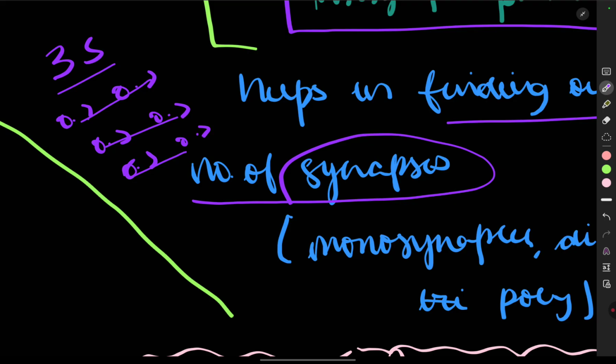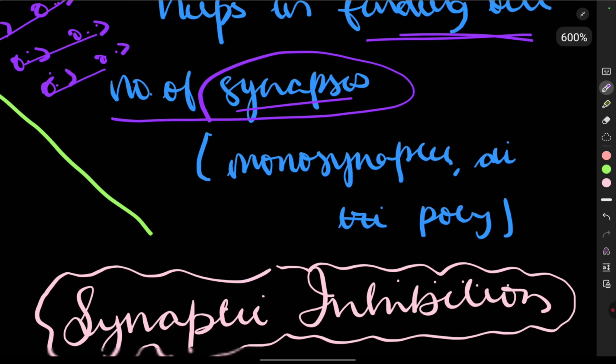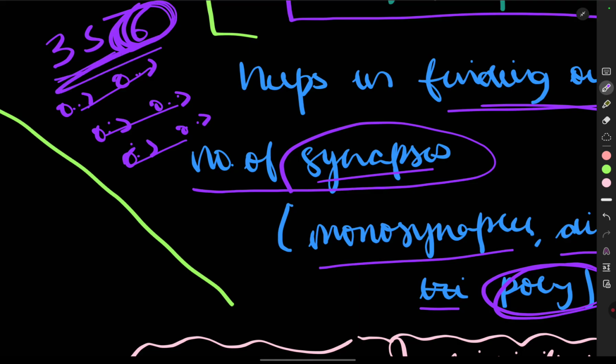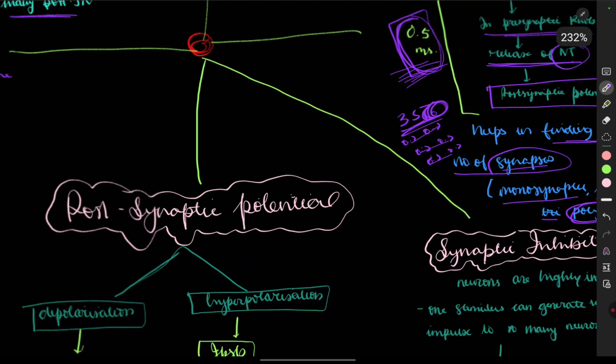So how many synapses were there? 1, 2, 3, 4, 5, 6. So there were 6 synapses. It helps in finding out the number of synapses. That may be monosynaptic, that is 0.5 milliseconds, disynaptic, again 1 millisecond, trisynaptic 1.5 milliseconds, and polysynaptic, as I have already discussed. You can take more, any number of your own choice.